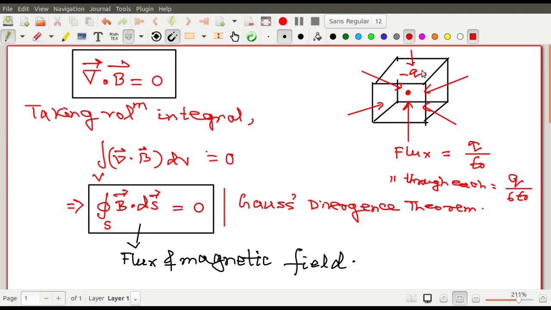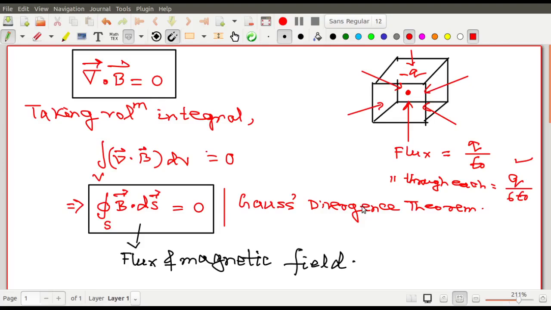So the convention that we follow is that from the positive charge the lines of force are outward, and from the negative charge the lines of force are inward. So this is the convention that we generally follow. The amount is the same, the same amount will come, but only the direction of the field will be inward. So that is what is a non-zero flux.